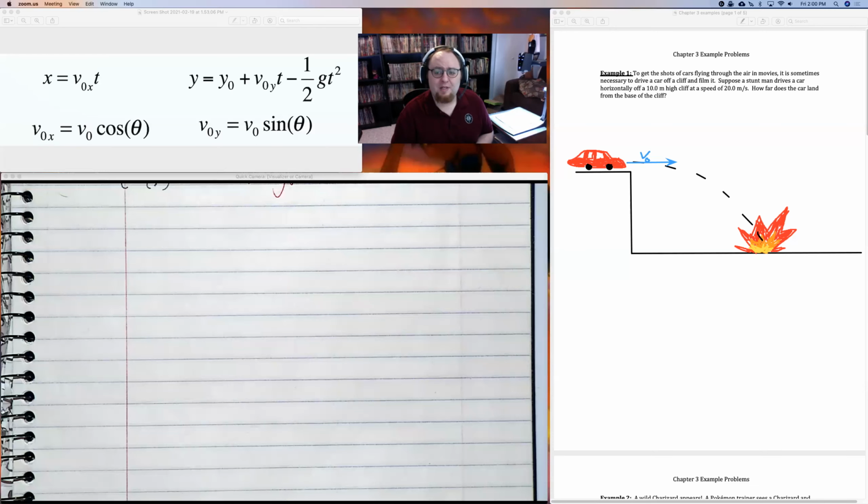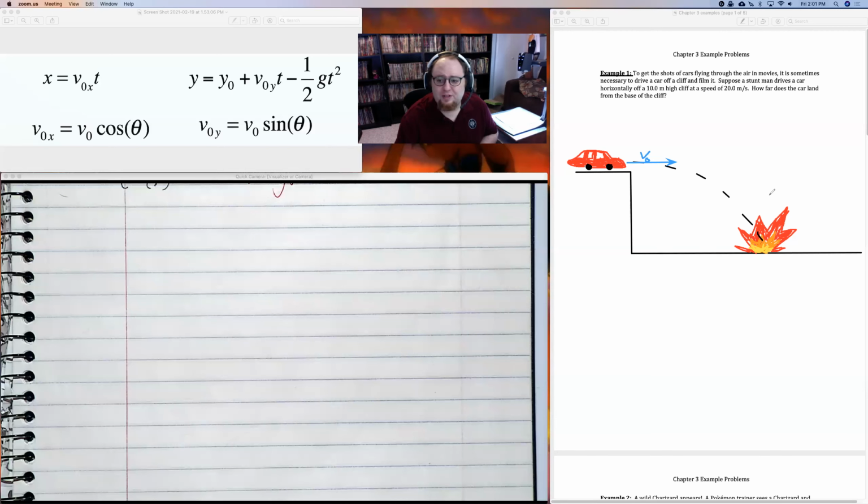Okay, jumping right in. The first problem says, to get the shots of cars flying through the air in movies, it is sometimes necessary to drive a car off a cliff and film it. Suppose a stuntman drives a car horizontally off a 10-meter high cliff at 20 meters per second. How far does the car land from the base of the cliff?